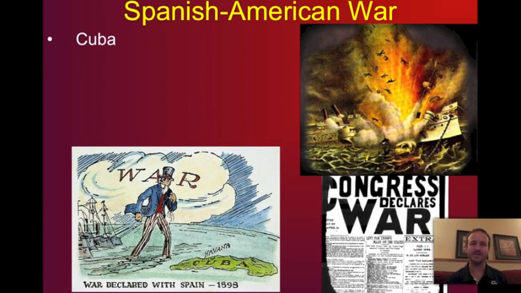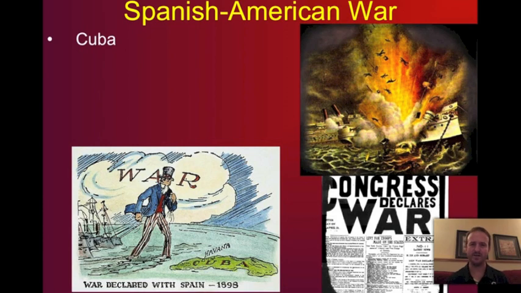Cuba actually is controlled by the country of Spain, and we are going to Cuba to fight on behalf of the Cubans who are seeking independence from Spain. Okay? That is what they are fighting for. We are sympathetic to their cause, and that has a lot to do with our revolutionary history.